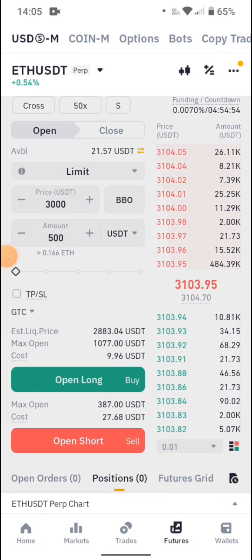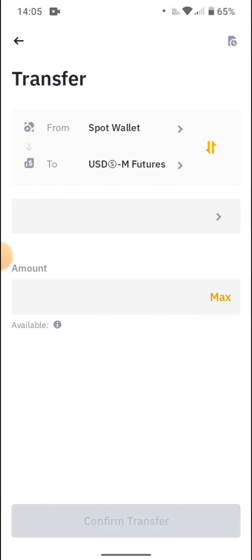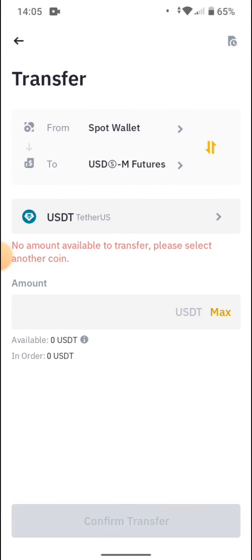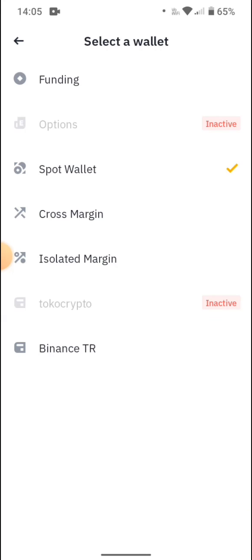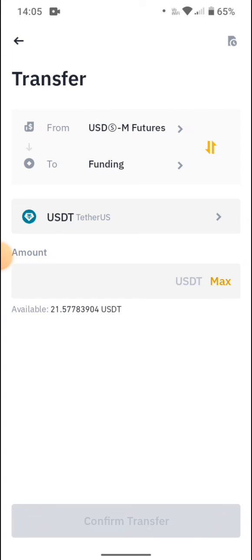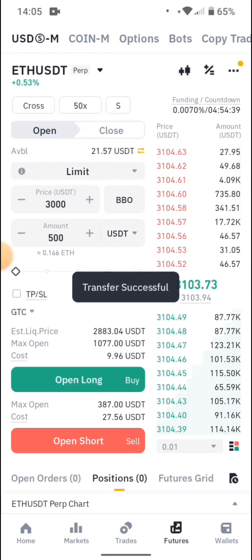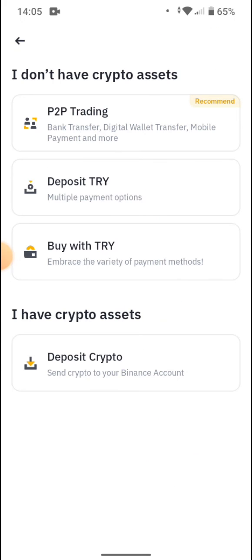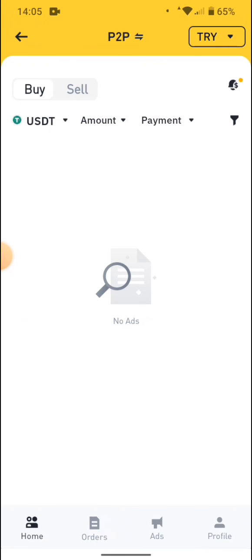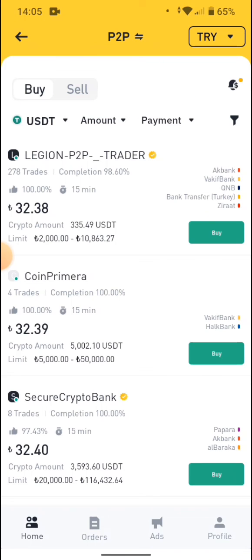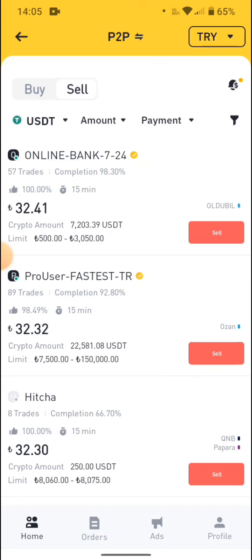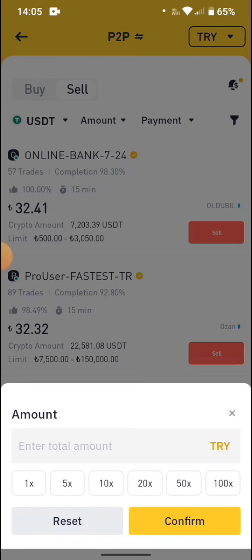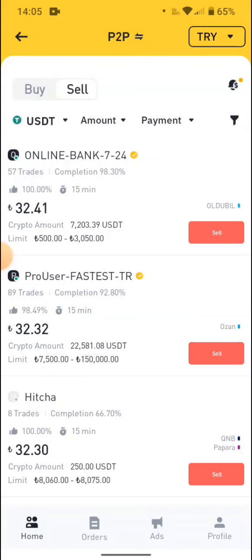So let's say you have made profit and you want to send the money back to your account. All you need to do is transfer again. So you transfer from these futures to your funding. You come to funding, you select the amount of USDT you want to transfer, you confirm the transfer. Then you can come to the bank, you go to the deposit, you go to your P2P, and you come to the top here, you press sell, you select the amount which you want to sell, select your payment method, but don't forget to select your currency.